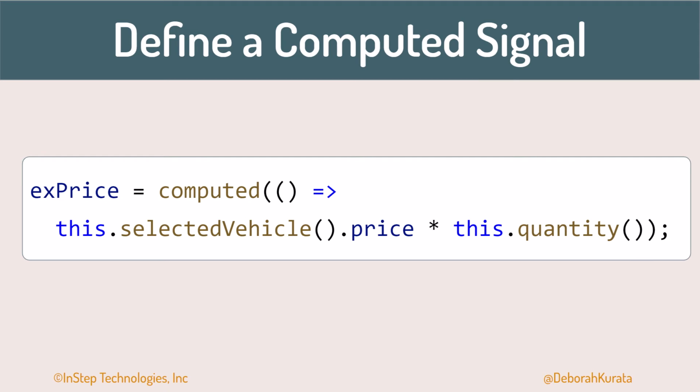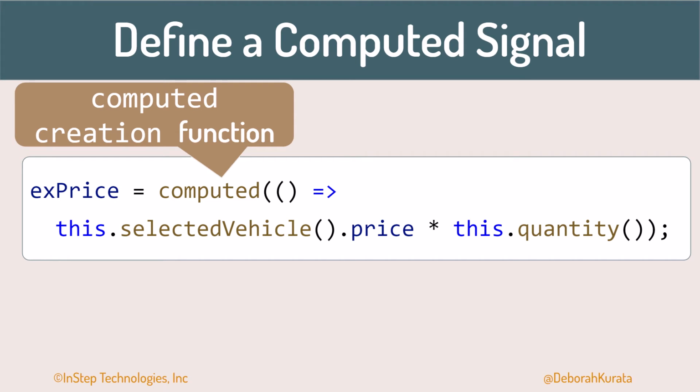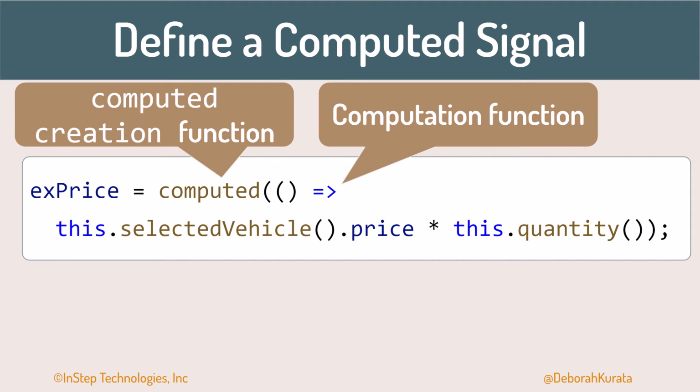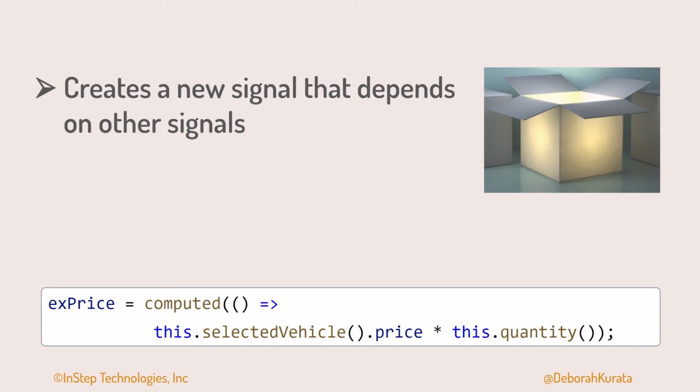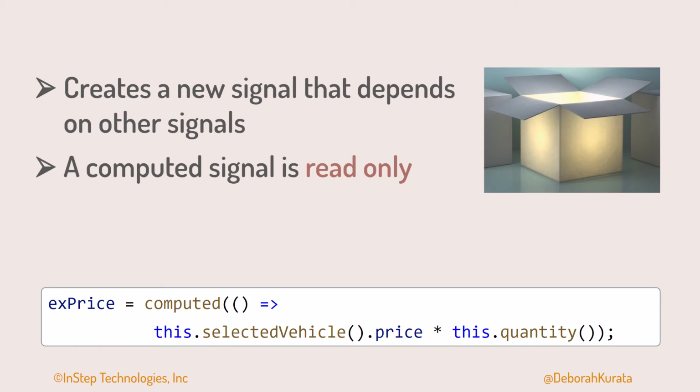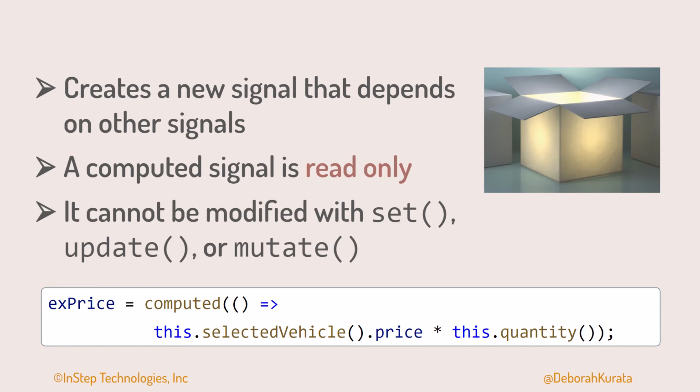As we saw at the beginning with adding X and Y, we can create a computed signal. A computed signal recomputes when its dependent signals change. We call the computed creation function and pass in a computation function to compute the value. In that computation function, we read the values of any dependent signals. Computed creates a new signal that depends on other signals. A computed signal is read-only. It cannot be modified with set, update, or mutate.